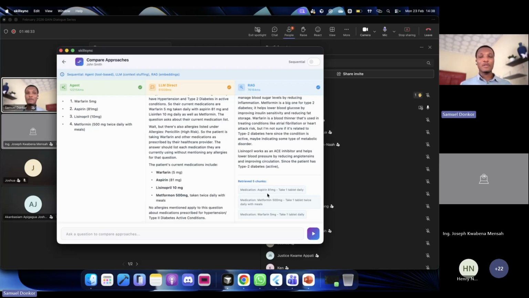There are different approaches you can use to make sense of medical data, but we just didn't come up with agents for this approach. So that's something I wanted to point out really quickly.